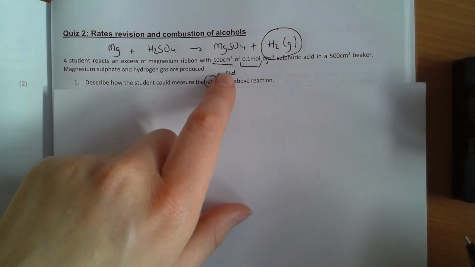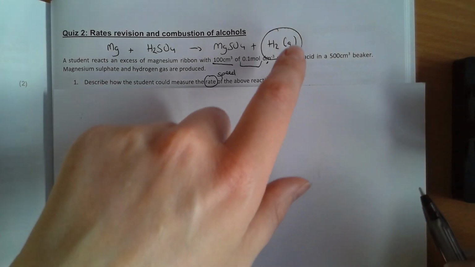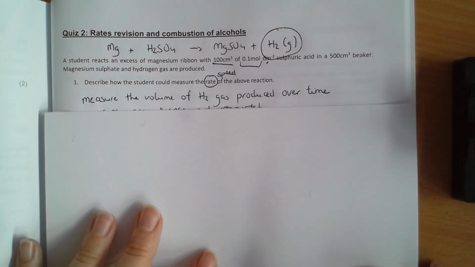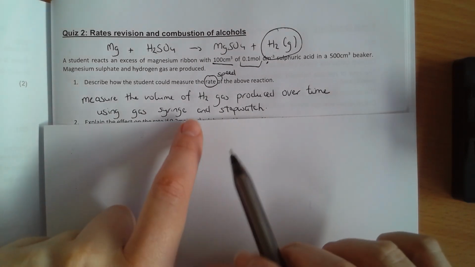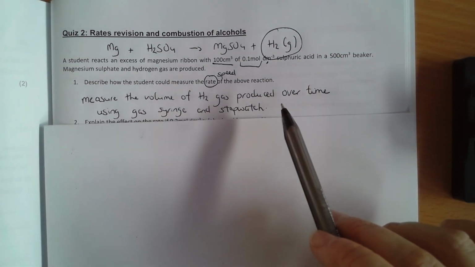But to give information about speed, you need to reference time, and if you just collected the hydrogen in a gas syringe, at the end you know how much hydrogen you had, but you'd have no idea how quickly that hydrogen was formed, so you wouldn't be able to give your answer as a speed. So just make sure you're measuring time. Measure the volume of the gas produced over time. I'm using a gas syringe, I'm using a stopwatch.